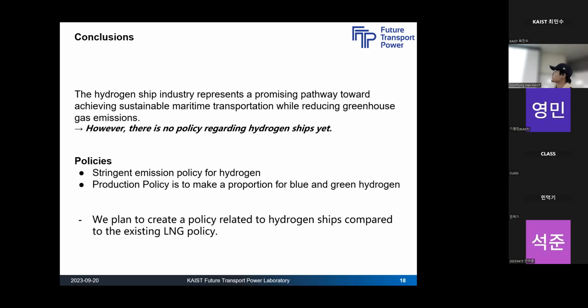The hydrogen ship industry represents a promising pathway towards achieving sustainable maritime transportation while reducing greenhouse gas emissions. But there's no policy regarding this ship yet. So we would like to consider, based on LNG policy, which is the existing policy for LNG and LNG resources, so that we could get some idea from LNG policy and convert it into a hydrogen version. Those are our further plans for the next presentation. So thank you so much.